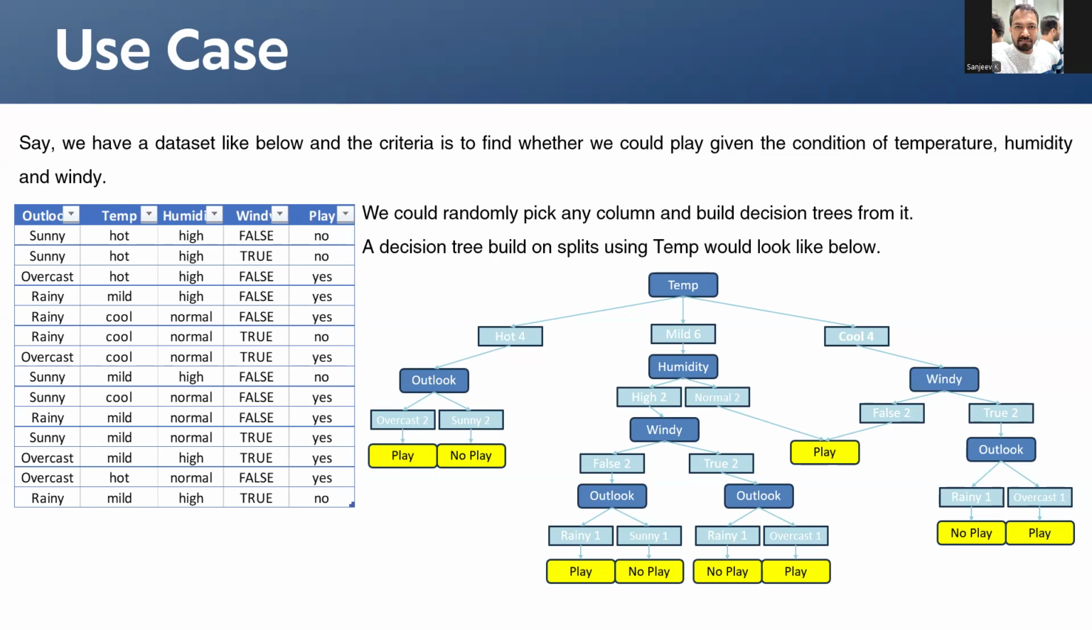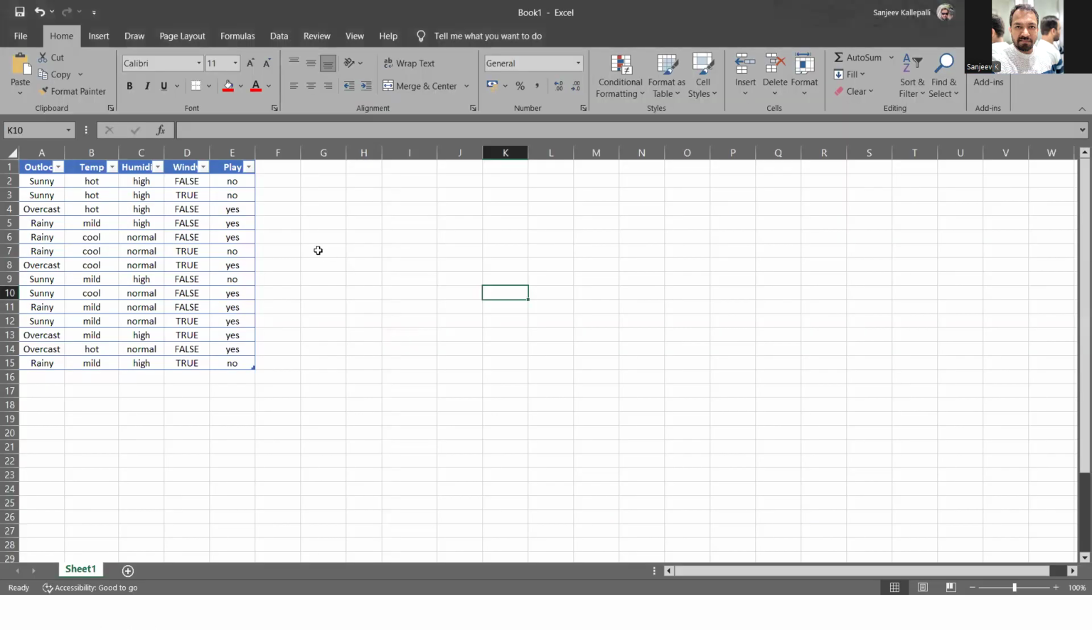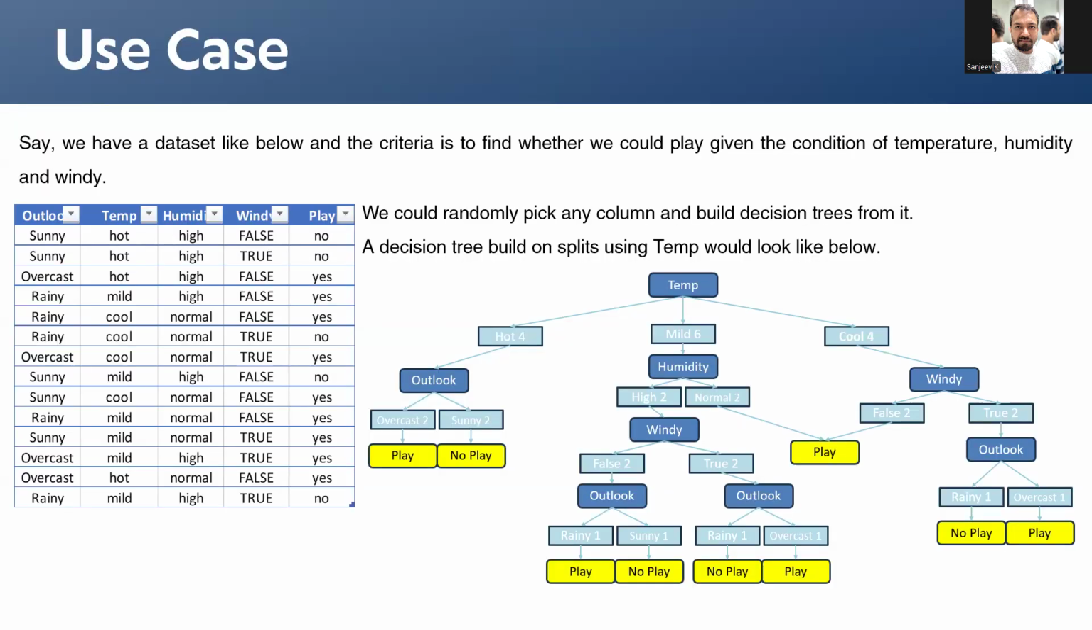If I make a decision tree to go and look at it, probably we will have something like this. First, I will look at temperature. Randomly, I'm choosing one column. If I see temperature, what are the different values that I have? Say, for example, this is my data set, the same data set. I have 3 different values: cool, hot, and mild. Hot, I have 4 records. Mild, I have 6 records. Cool, I have 4 records.